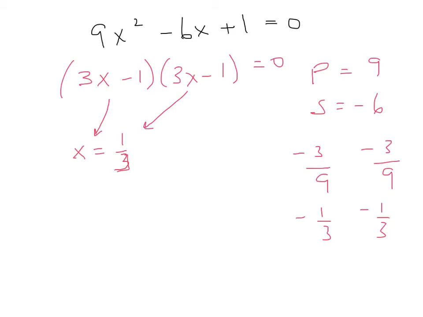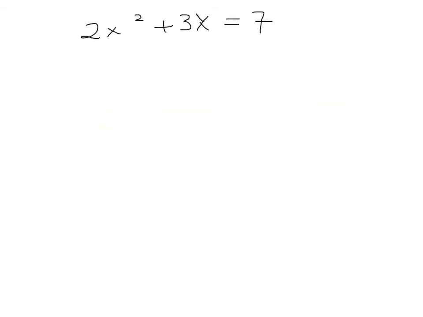Fantastic. Next example. In the next example, I have 2x squared plus 3x is equal to 7. Well, first of all, I don't like the form that it's in because it's not in standard form, so I'm going to change that first. So I've got 2x squared plus 3x minus 7 is equal to 0.